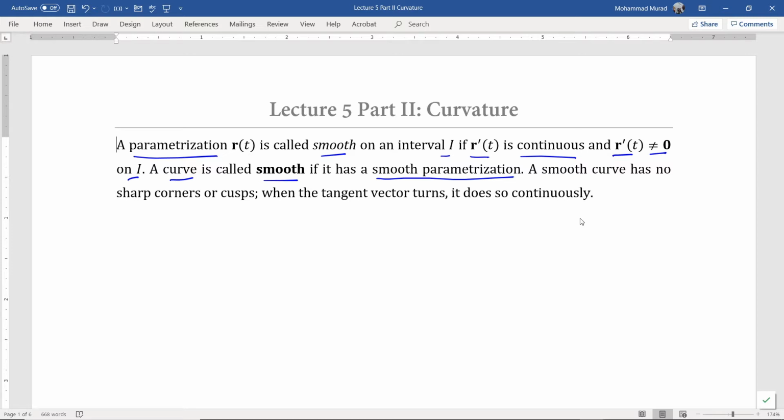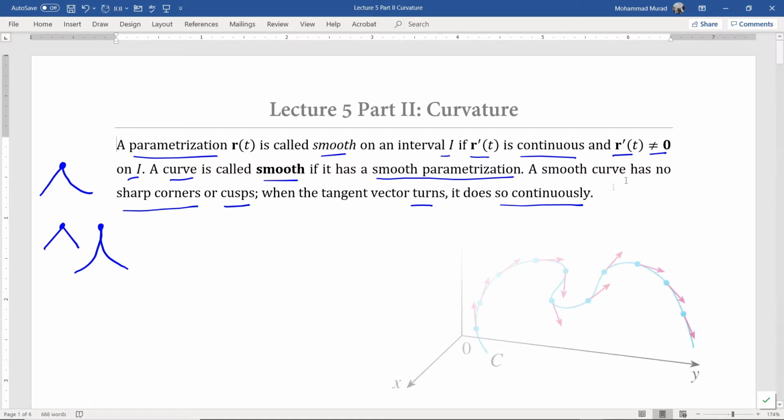A smooth curve has no sharp corners, like this, or like this. A smooth curve has also no cusps, like this. When the tangent vector turns, it does so continuously, as shown in the following figure.